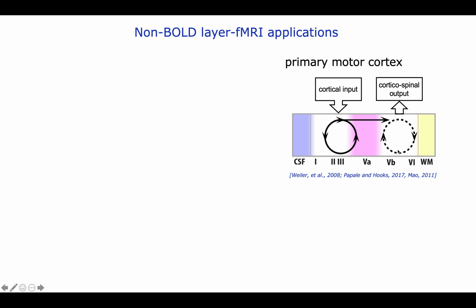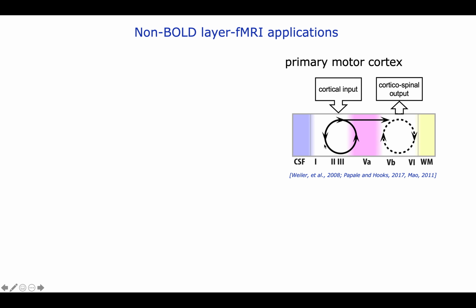And the first study that was done in this setup was a kind of validation study in the motor cortex, where we actually already know what to expect with respect to layer-dependent activity from animal tracer studies. Namely, we know that most of the cortical input is combined in the superficial layers of the motor cortex, close to CSF, whereas the cortical spinal output mostly emerges from these loops in the deeper layers.